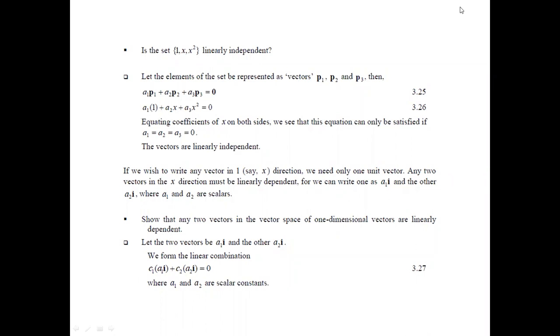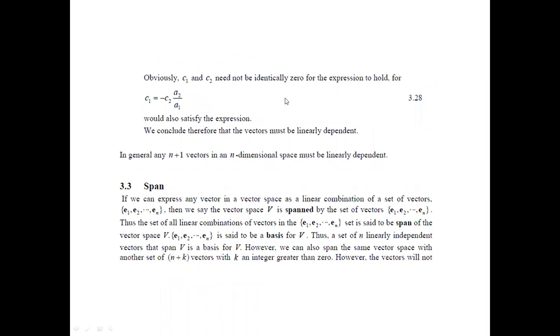We have seen something like this before. Let the two vectors be A1 i and A2 i. We form the linear combination C1 A1 i plus C2 A2 i equals 0, where A1 and A2 are scalar constants. Obviously, C1 and C2 need not be identically 0 for the equation to hold, for C1 equals minus C2 A2 over A1 will also satisfy the expression. We conclude therefore that the vectors must be linearly dependent. In general, any n plus 1 vectors in an n-dimensional space must be linearly dependent.